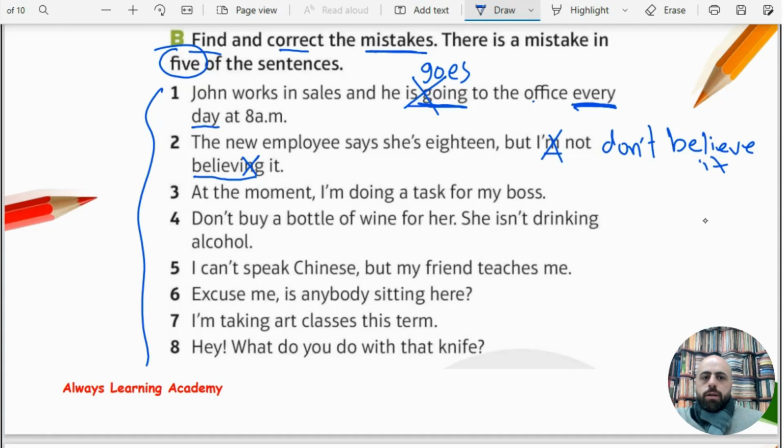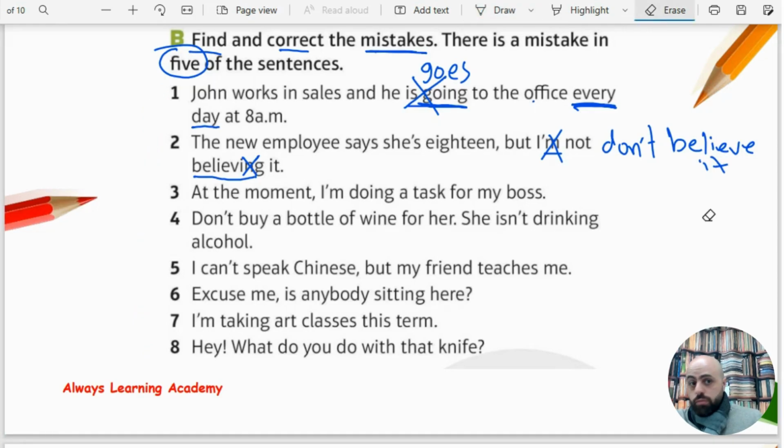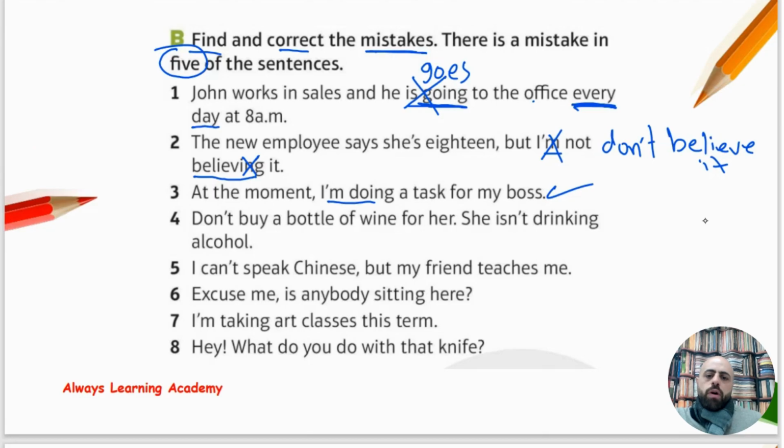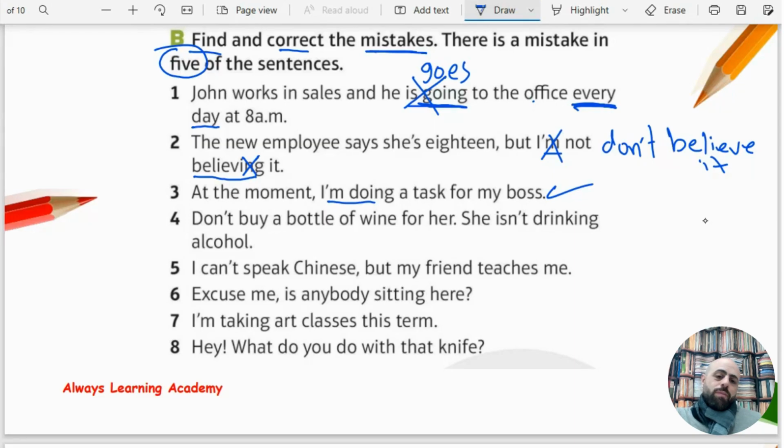Okay, now number 3, at the moment, so okay, it's obvious. At the moment, I'm doing a task for my past, present continuous at the moment. Okay, this is fine here. Number 4, don't buy a bottle of wine for her. She isn't drinking alcohol. So one more time, this is not like she isn't drinking it right now. No, this is kind of a routine or a habit for her. So we don't use present continuous. This is a mistake. So we say she, in negative, remember, she doesn't. We need to use simple present. She doesn't drink alcohol.